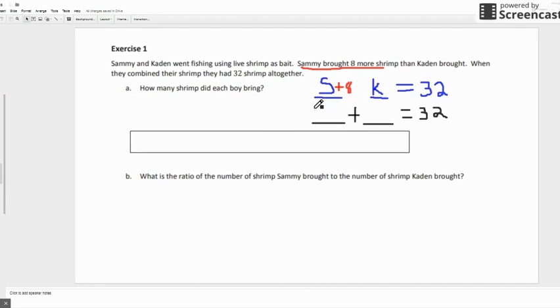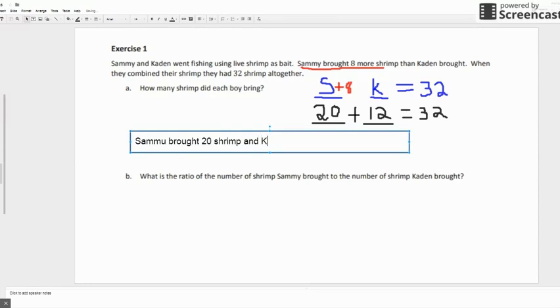All right, so hopefully you came up with Sammy brought 20 pieces of shrimp and Caden brought 12 pieces of shrimp. Altogether, that adds up to 32, and 20 is 8 more than 12. There are a number of ways you could have done it, so hopefully you came up with one, but that's the information we had to develop. So let's answer our question for A. It says, how many shrimp did each boy bring? Well, here it is. Sammy brought 20, Caden brought 12. So let's write that in. Here we go. Sammy brought 20 shrimp. Don't need to capitalize it.